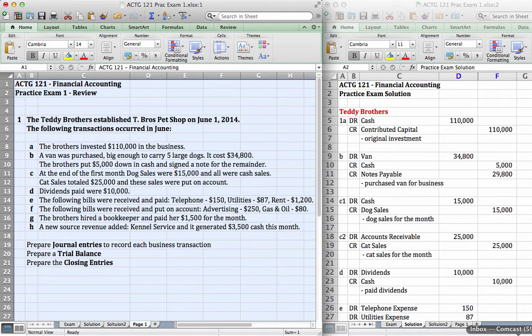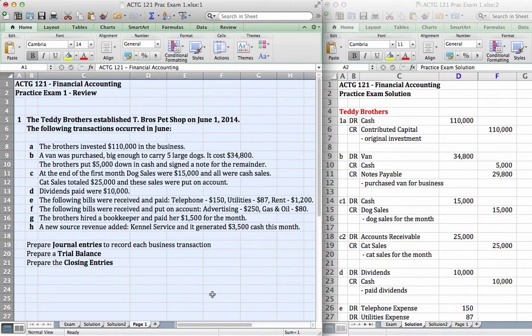I wanted to walk you through the practice exam. As you can see on the left, I'm asking you to complete some journal entries, prepare a trial balance, and then prepare the closing entries. So I'd like to walk you through some of the tricks that you can use. You can see on the left we have the questions, and on the right we have the solutions.